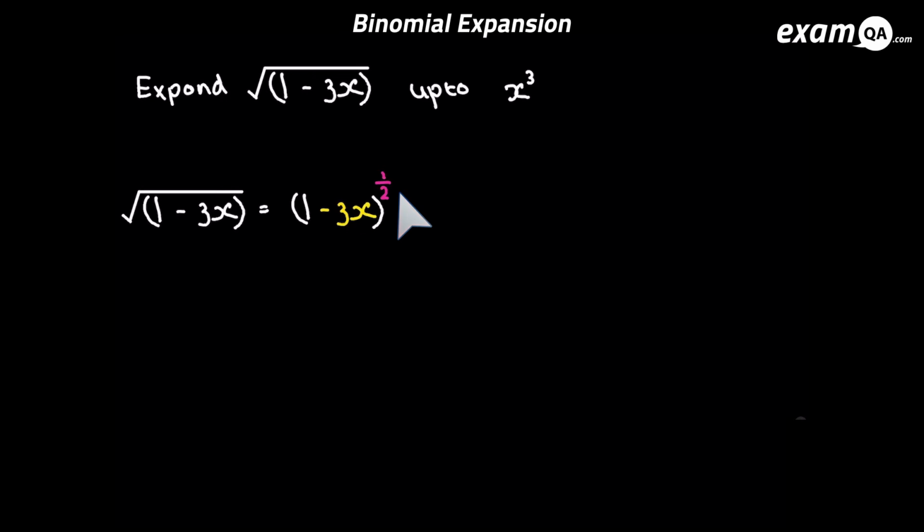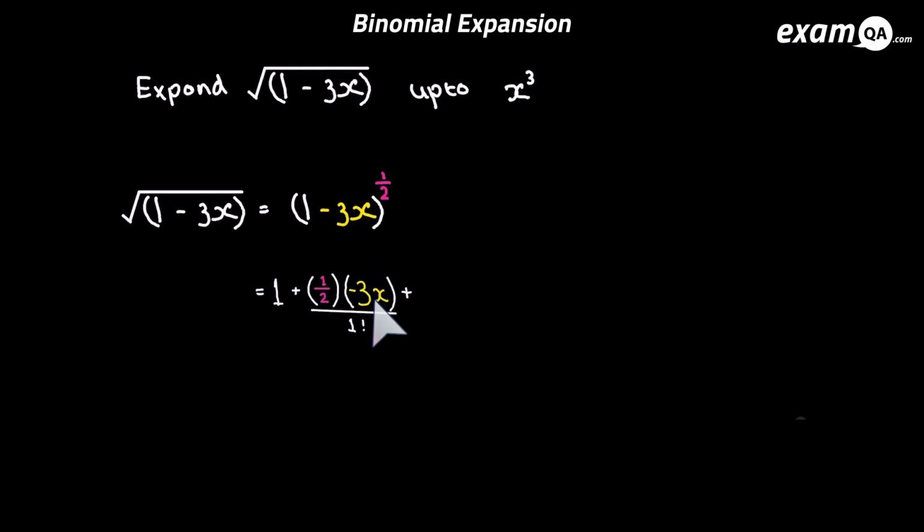Okay, so let's go ahead and expand it. So the first term, if you remembered, is always 1. Okay, so let's go to the next term. Now, if you remembered from the last example, the first part of the next term is just simply the power. So it's just a half. And inside of brackets in the question, alongside the 1, we have minus 3x. So next comes minus 3x.